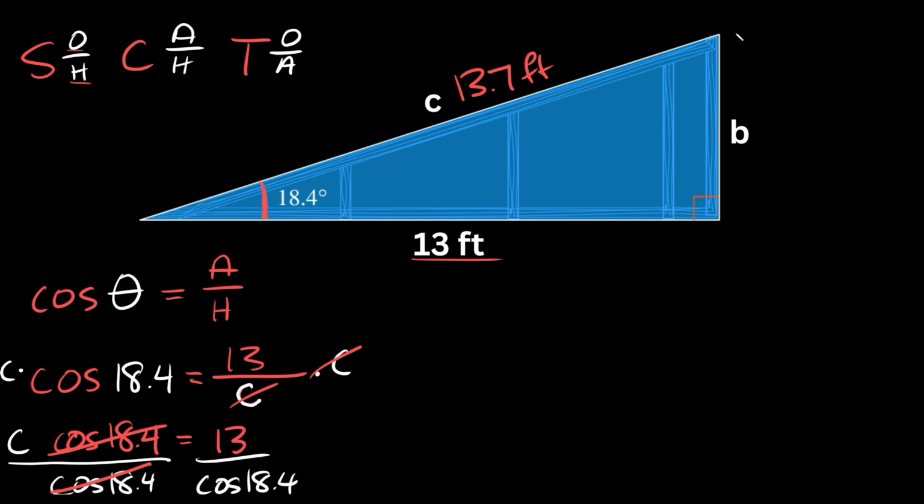Now, in order to figure out what B is, there's a few different ways we can do this, but again, let's just use our trig ratios, okay? So what do we want to use? Sine, cosine, or tangent? Well, this time we know the adjacent side and the hypotenuse. So the only thing that's missing is this side over here, which again is the opposite side from 18.4. So we want to use a trig ratio that uses the opposite side. So that's going to be sine or tangent, since we're trying to solve for this opposite side.